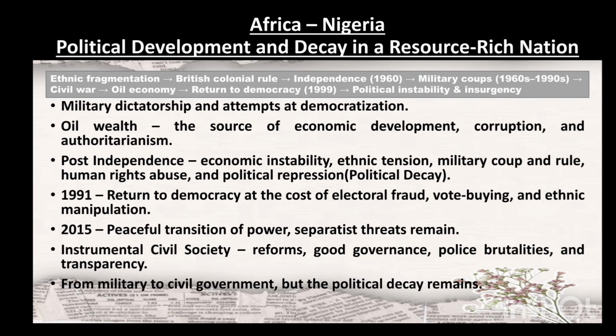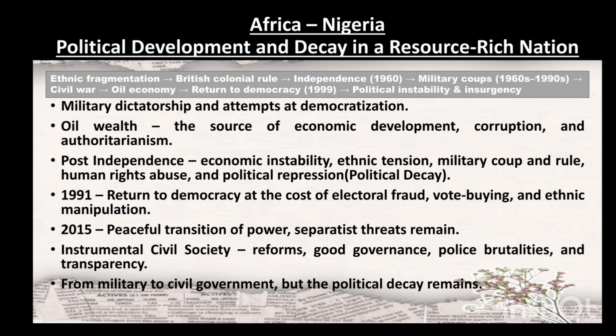Now, let us talk about Nigeria, which is in Africa. Here we see a case of development and decay in a resource-rich nation. So, Nigeria presents a case of military dictatorship with continuous attempts at democratization. The country has huge oil wealth, which is both a source of economic development as well as authoritarianism. Post independence, it faced economic instability, ethnic tension, military coup, human rights abuse, and political repression.